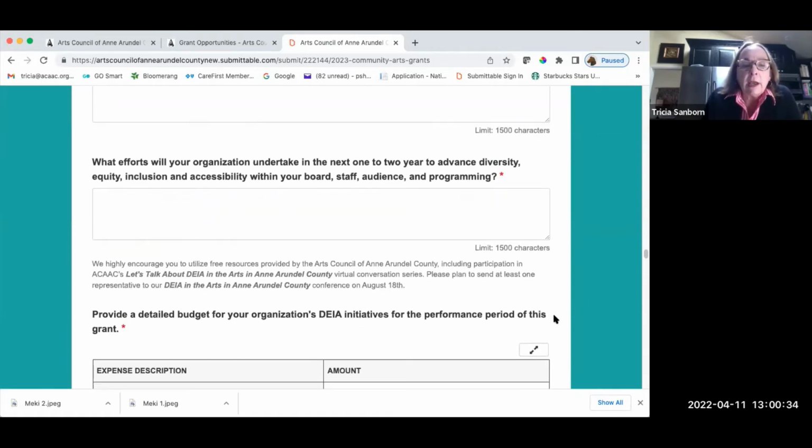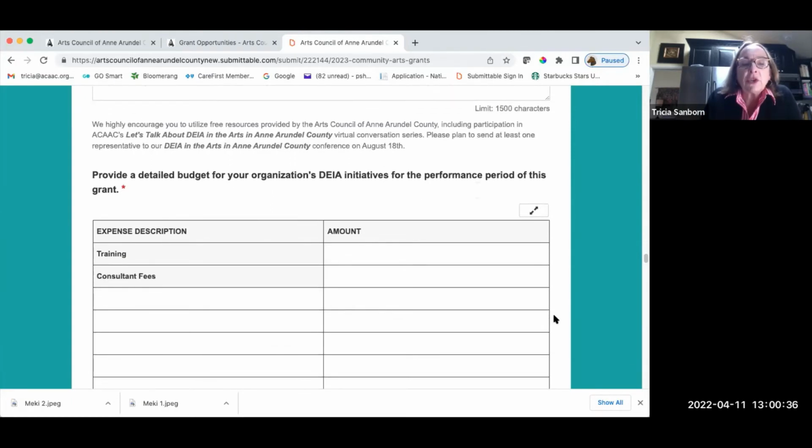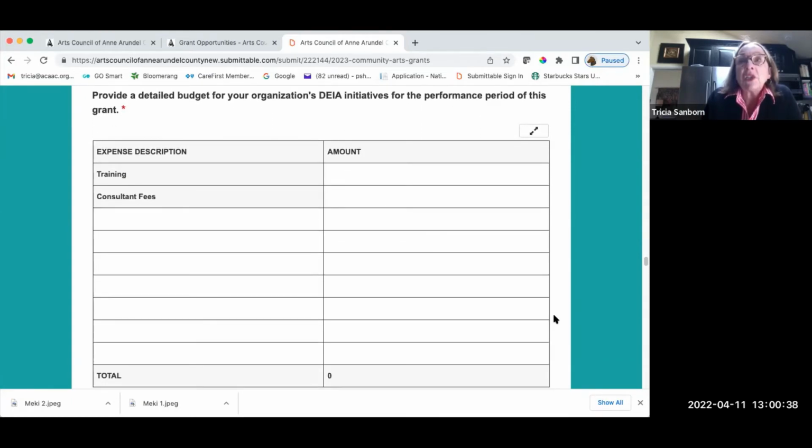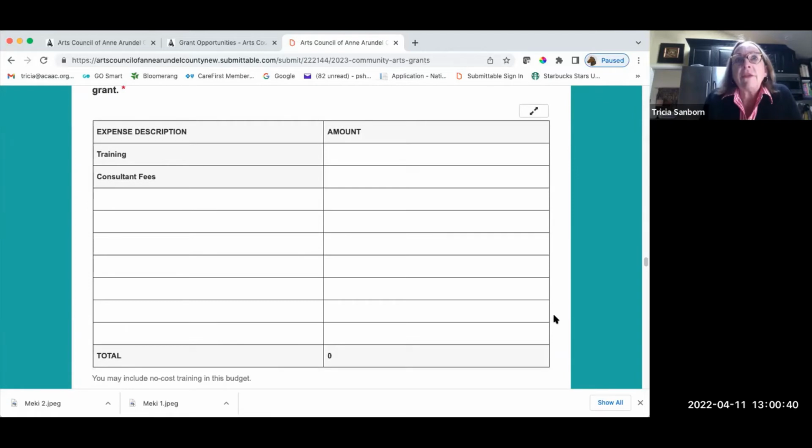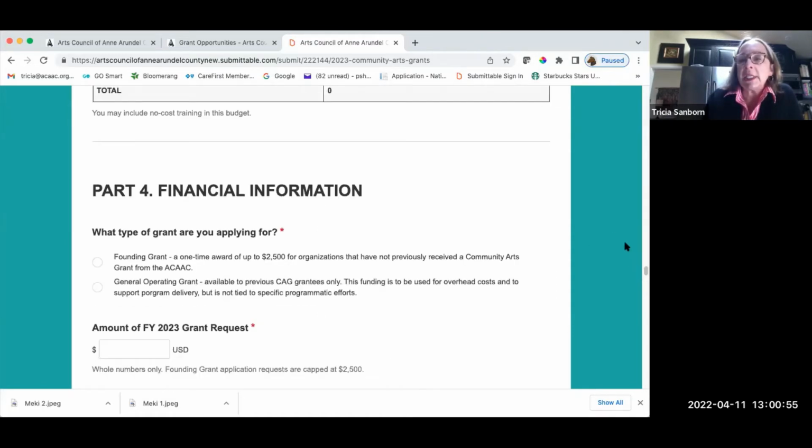So we are asking for a budget. What have you spent? And it's okay to spend zero if you're doing no cost things like attending our events, if you're attending MSAC webinars and conferences. We're just looking to see if you have committed time and/or financial resources toward a DEI goal.